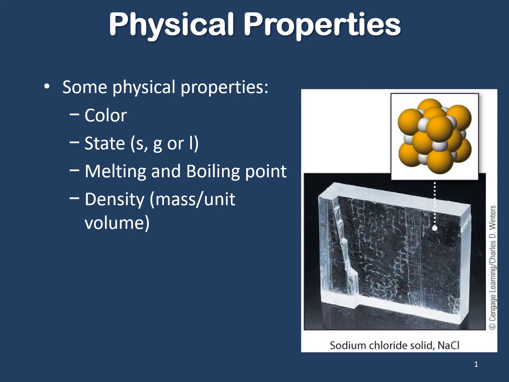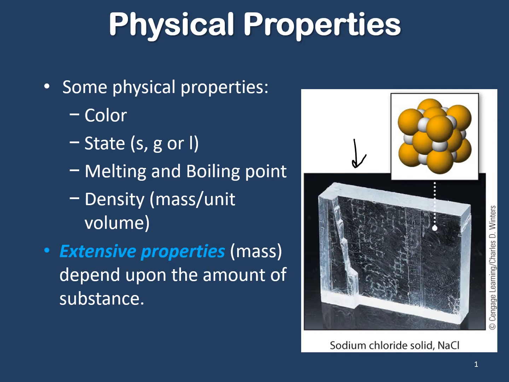So if we're looking at this picture of a huge chunk of sodium chloride, table salt, you can see it's a clear solid. It is in the solid physical state at room temperature. I don't know what the melting point of sodium chloride is. I'm sure it's pretty high, probably in the 1500s, I think, or maybe 2000 degrees Celsius. Boiling point would be even higher than that. The density of sodium chloride, I think, is around 3 grams per milliliter. So these are all examples of physical properties.